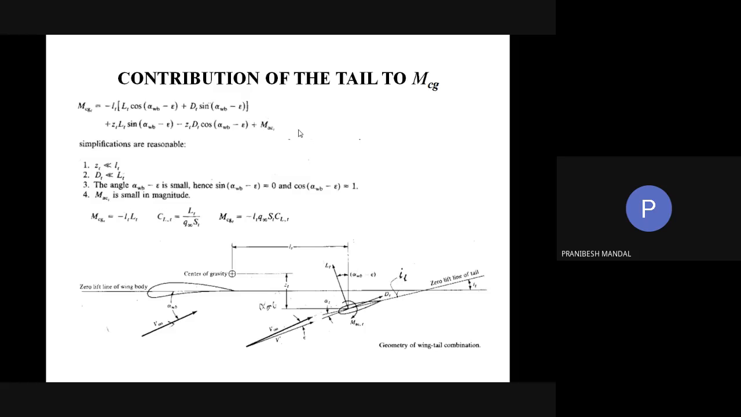Now you tell me that the horizontal distance, that is the distance between the CG and the tail, will be way higher than the vertical distance Z, isn't it? Yes, sir. So here we can omit ZT with respect to LT. So that is gone. Alpha wing body was by default small, and if it is now alpha wing body minus epsilon, that is even smaller. So here we can take the sine of this as 0 and cos of this as 1.